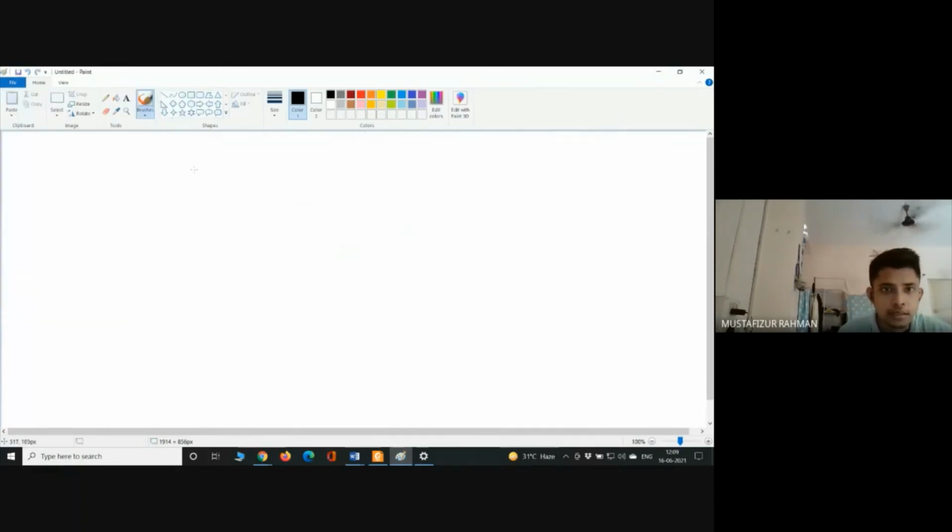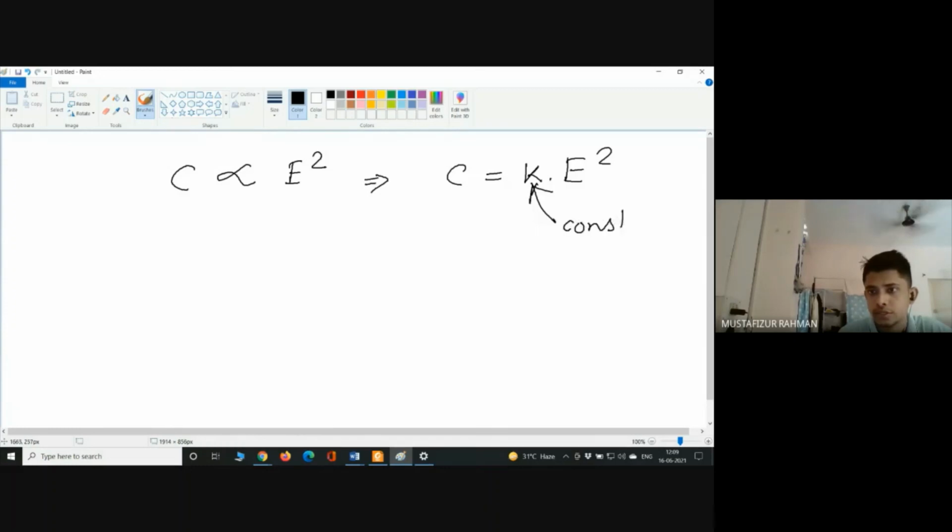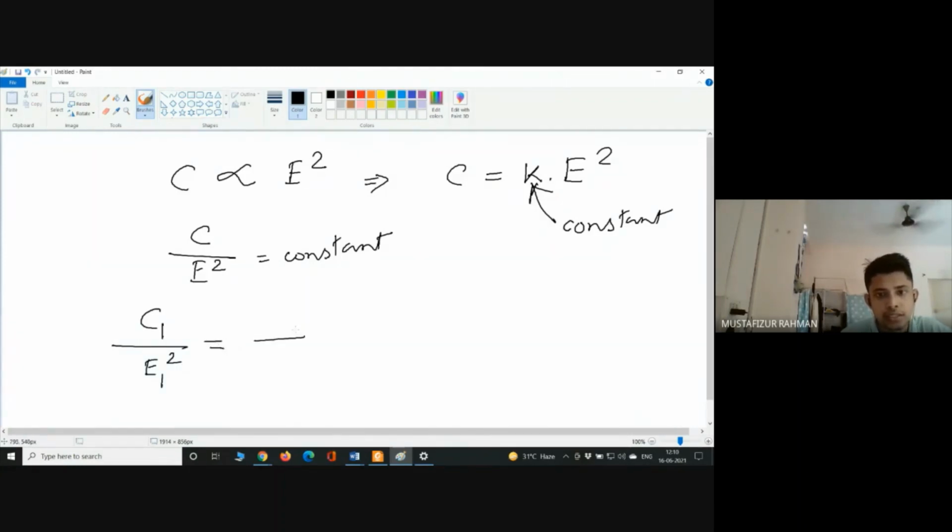So it was like this, right? Correction is directly proportional to the square of the error. So we can write C is equal to K, some constant, into E square, right? So we can write that C divided by E square is equal to a constant. So then we write for all the angles, C1 by E1 square, that is also equal to one constant. C2 by E2 square, that is also equal to one constant. And C3 by E3 square, that is also another constant. So they are all going to be proportional. They are all going to be equal.